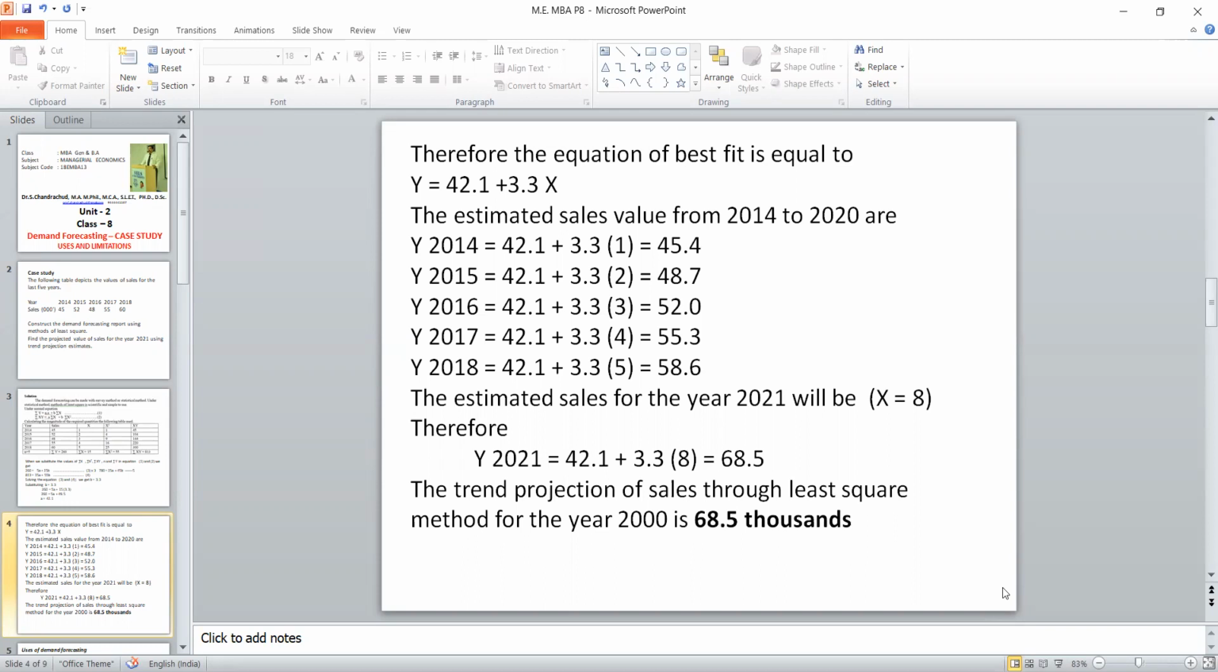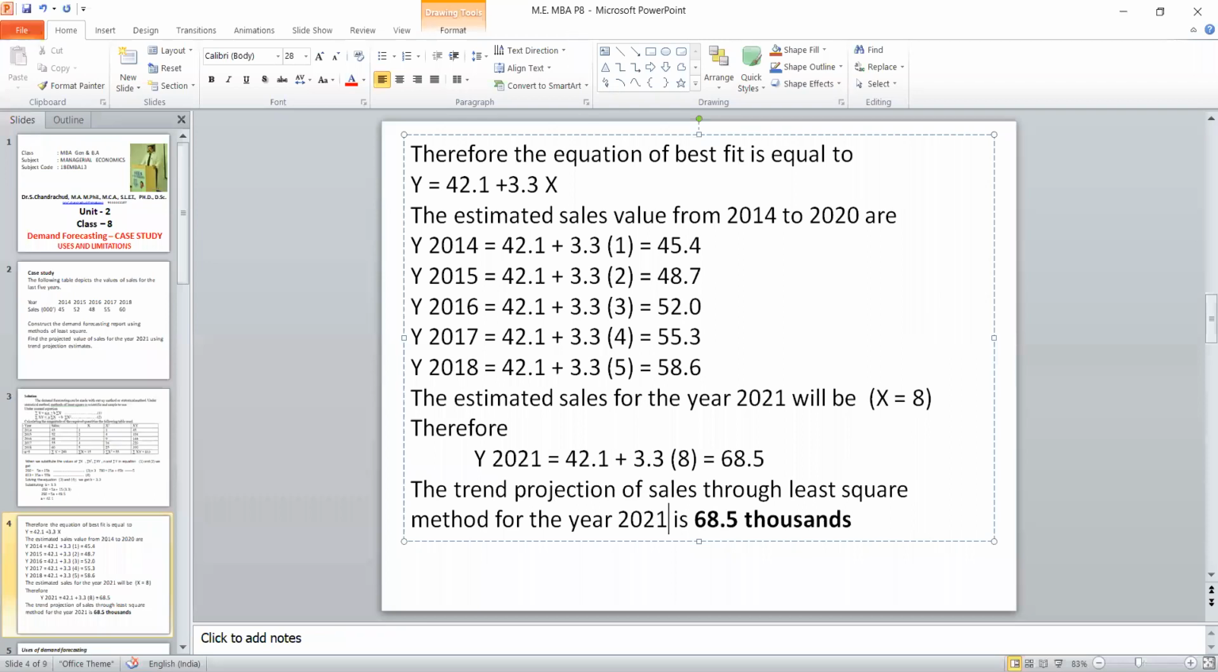So the trend projection of the sales through the least square method for the year 2021 is 68.5 thousands. So this is the way you have to explain it. It's a very simple problem. The only thing is, you should have these two equations.